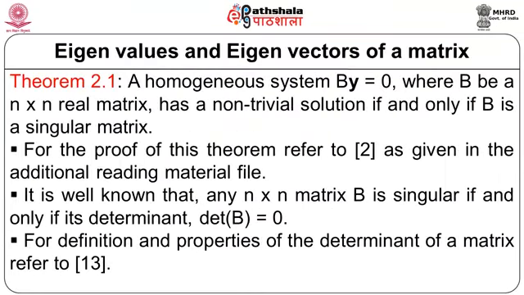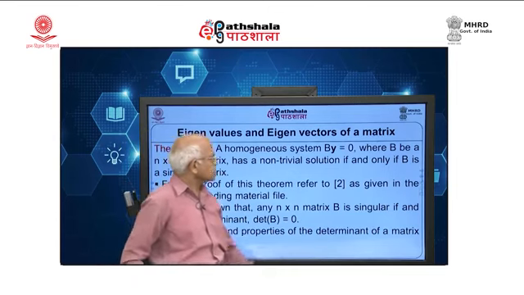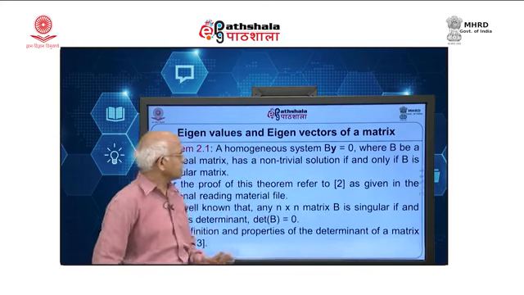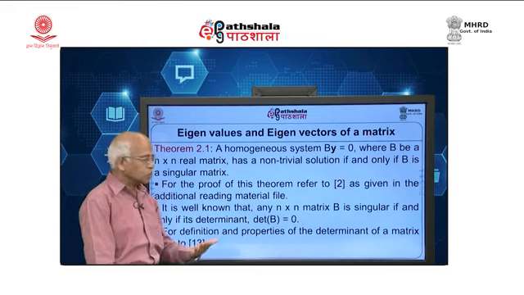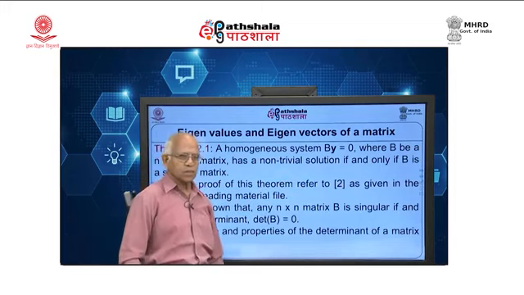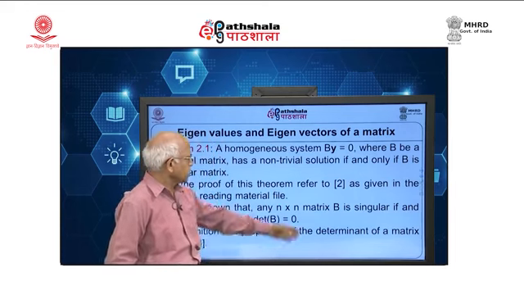However, we have the following results in this context. Regarding homogeneous systems, we have a well known result in mathematics: a homogeneous system B y bar equal to 0, where B is an n by n real matrix, has a non-trivial solution if and only if B is a singular matrix. So, if B is a non-singular matrix, then there will be only the trivial solution, but if B is singular, then it will have a non-trivial, that means non-zero, solution. For the proof of this theorem, you can refer to the books given in our additional reference material, reference number 2.